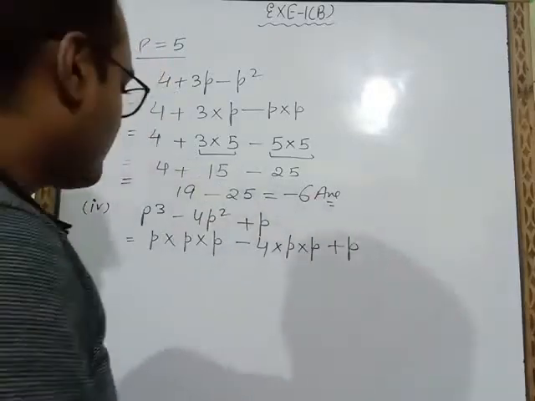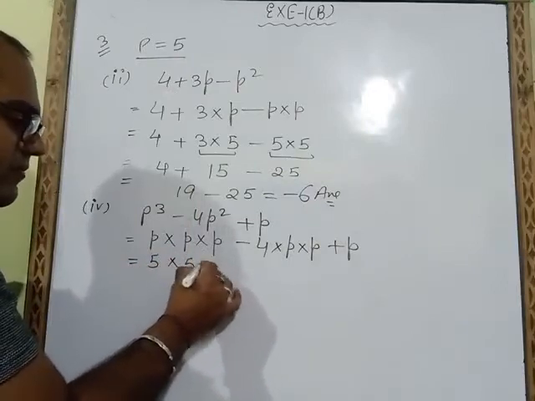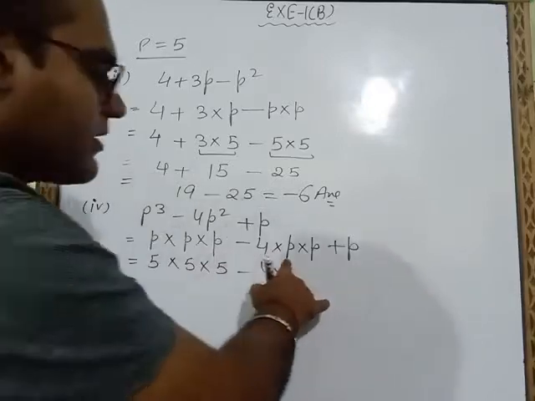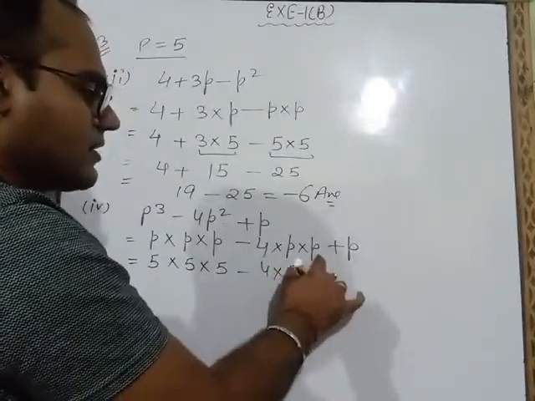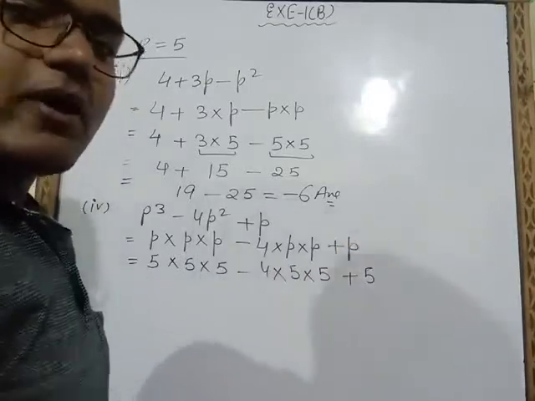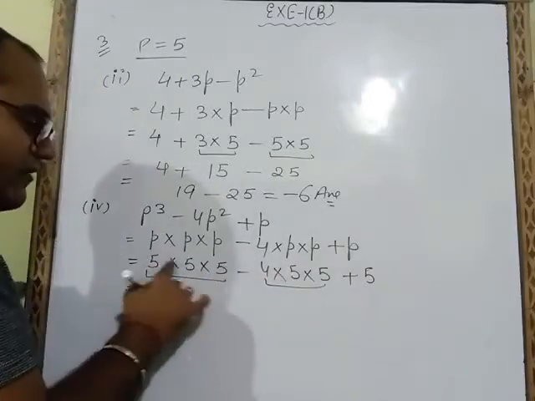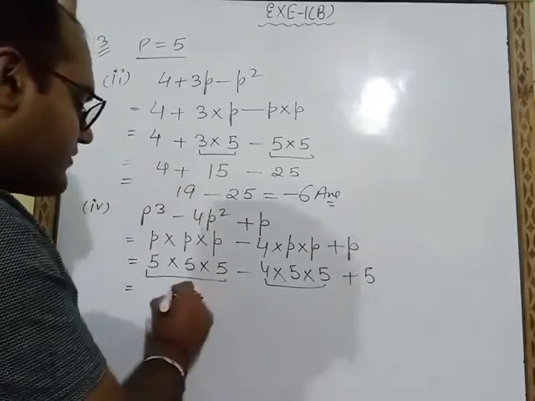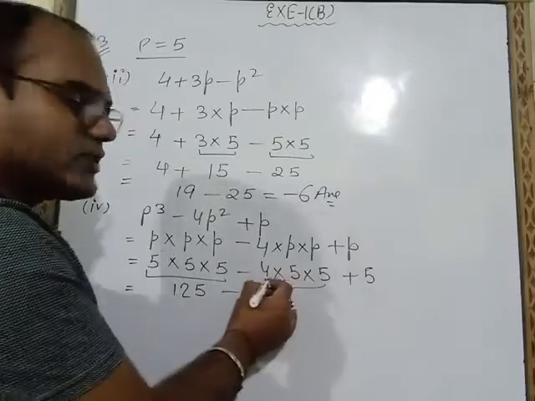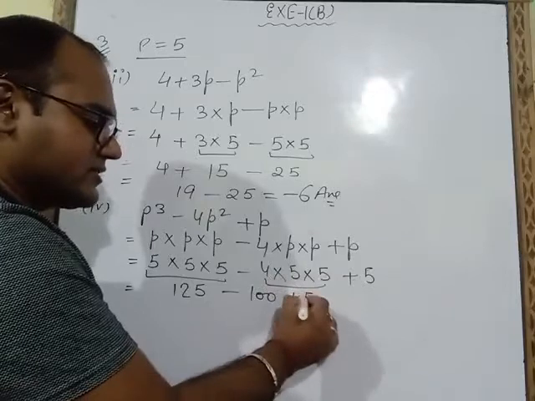Now we have to put the value of p. P value is 5. So 5 multiply 5 multiply 5 minus 4 multiply 5 multiply 5 plus here also we will take 5. Now according to BODMAS, first of all we have to multiply. 5 5s are 25, 25 5s are 125, minus 5 4s are 20, 20 5s are 100. This plus 5 we have to write as it is.